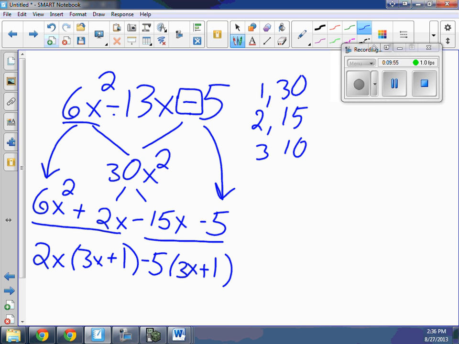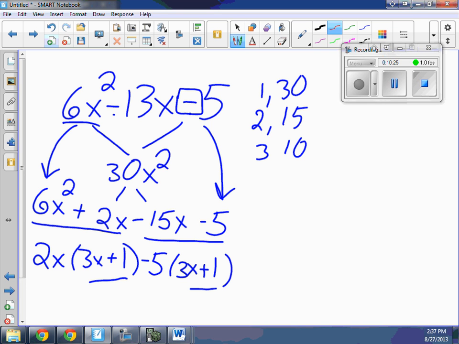Now, if I would have pulled out just a 5, would this parenthesis have matched this one? Right, the second group would have been negatives, and I would have said, wait a minute, they need to be the same. So if the numbers are correct but the signs are different, just bring out a negative. Okay? All right, so now we're going to factor it out again.